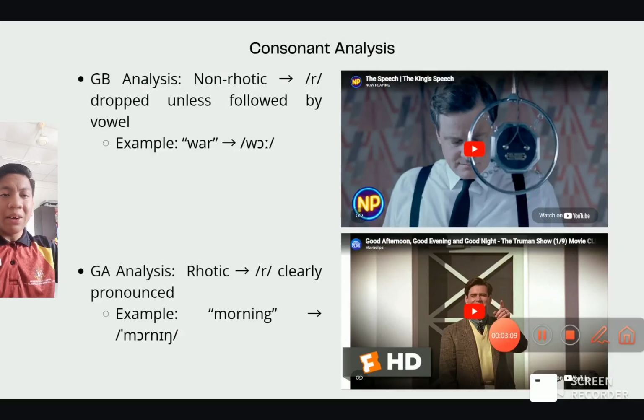Firstly, we're going to start with the consonant analysis. For General British, the consonant is non-rhotic, meaning that the R is dropped unless followed by a vowel. For example, war, as seen in this clip.